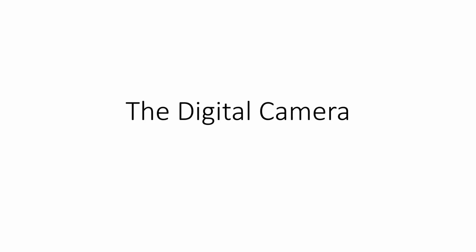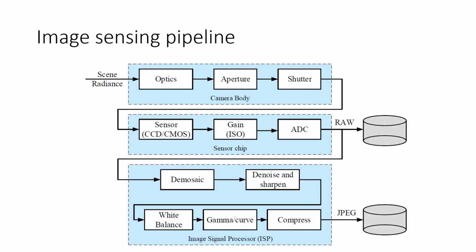The topic is the digital camera. This image shows the image sensing pipeline. The image sensing pipeline is divided into three sections: camera body, sensor chip, and image signal processing. The camera body has three components: optics, aperture, and shutter. Optics will convert the scene to the sensor.